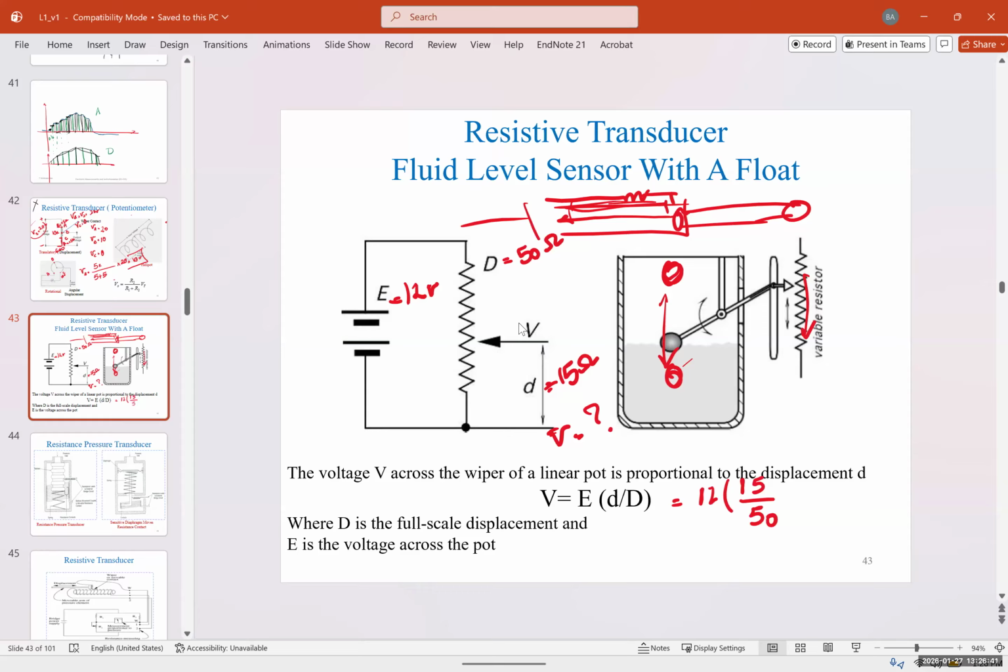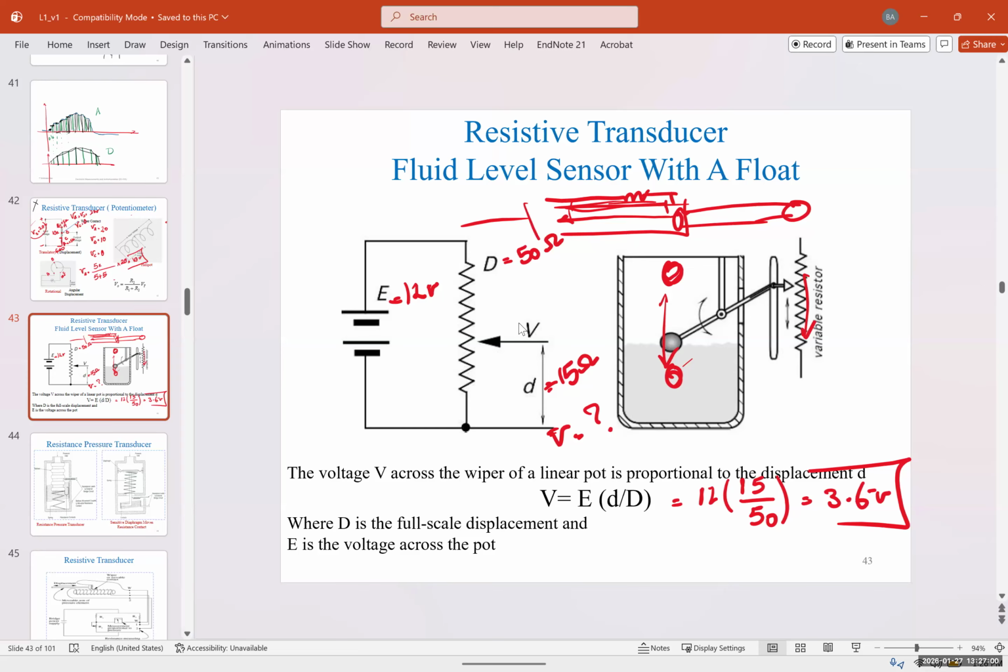What is the answer? Yes, 3.6 volts. It's going to be 180 or 550. It's going to be 3.6 volts. Okay.